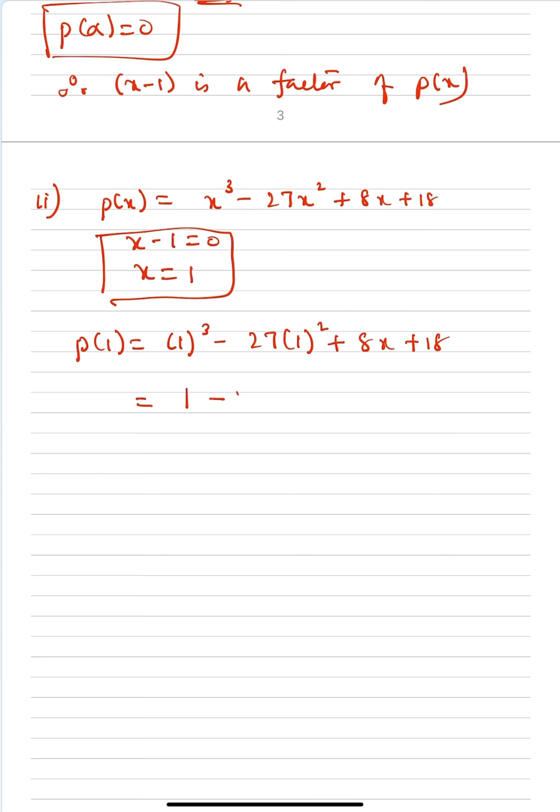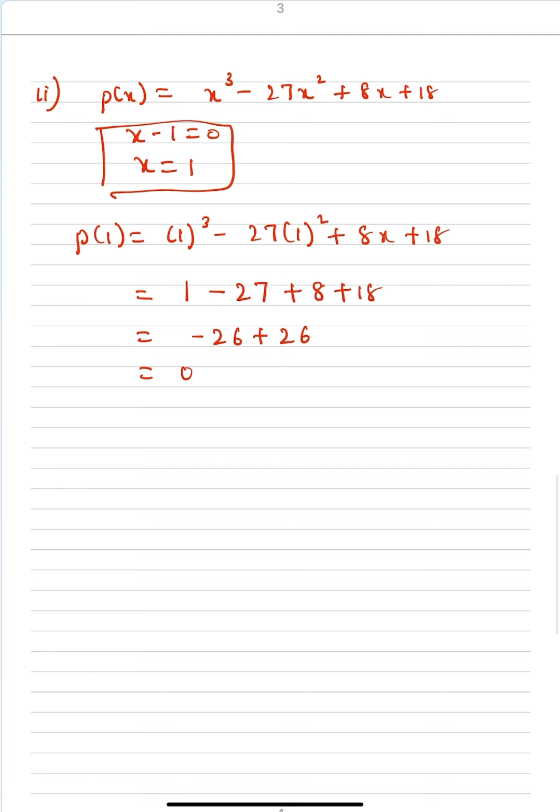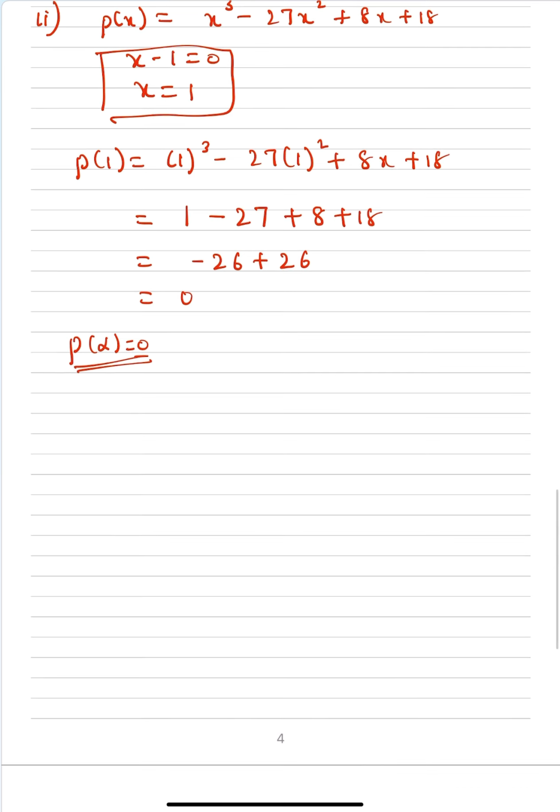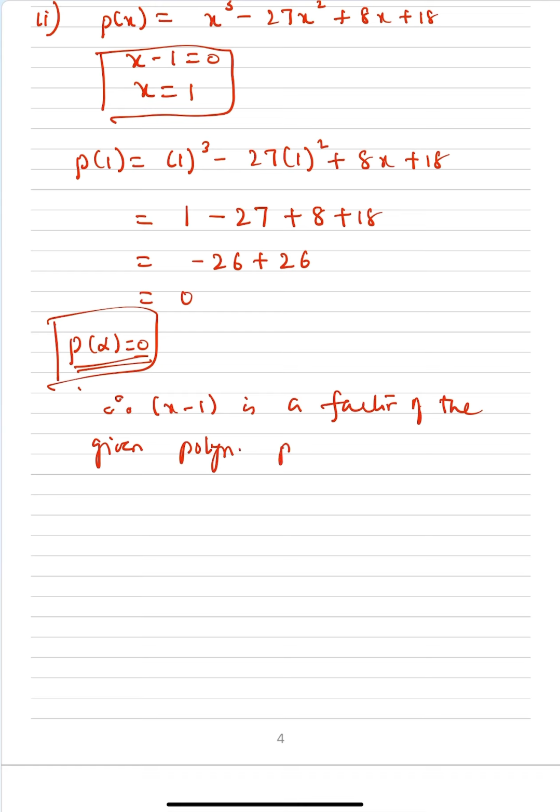So we'll get 1 minus 27 plus 8 plus 18. This is nothing but minus 26 plus 26, 0. Again the same thing. According to the factor theorem, p of alpha should be equal to 0 if you want x minus 1, or x minus alpha, as a factor. This condition is satisfied. Therefore, x minus 1 is a factor of the given polynomial p of x.